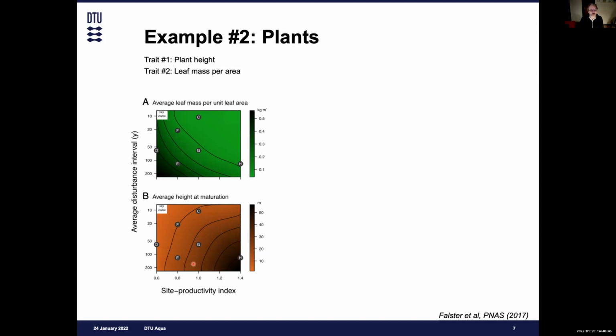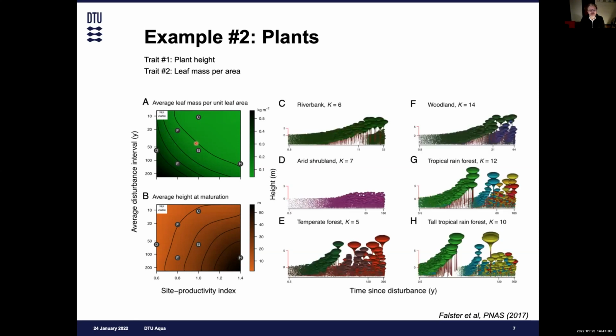So here he's showing the environment, that's the productivity and the disturbance, which matter for plants. And then here you have the two traits and different examples of different places in the trait space. And each of these examples then leads, as you go in time, to a certain climax population or community with different diversity of traits and typically different structure.